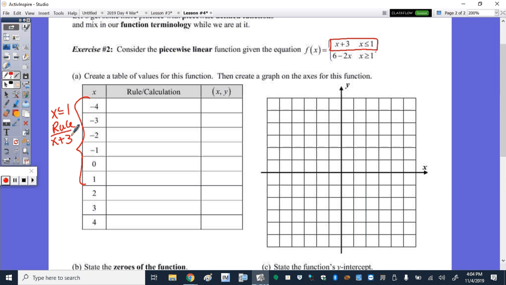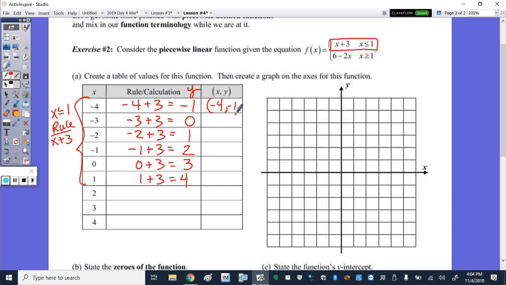All right, so we take negative 4, add 3, negative 3, add 3, negative 2, add 3, 0 plus 3, and then 1 plus 3. So we're going to get our y and then put it together for our x's. So negative 4 plus 3 is negative 1, negative 3 plus 3 is 0, negative 2 plus 3 is 1, negative 1 plus 3 is 2, 0 plus 3 is 3, and 1 plus 3 is 4. So we have negative 4, negative 1, putting it together, negative 3, 0, negative 2, 1, negative 1, 2, 0, 3, and 1, 4.